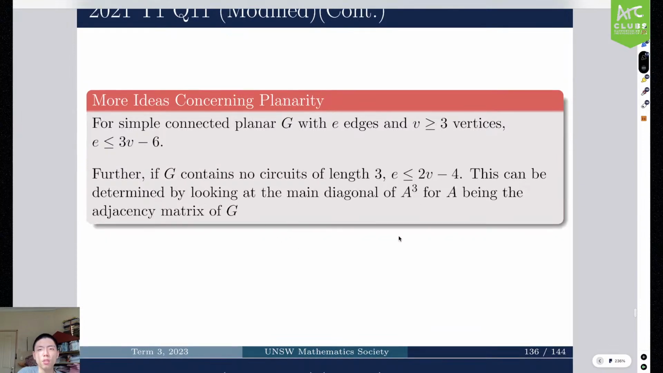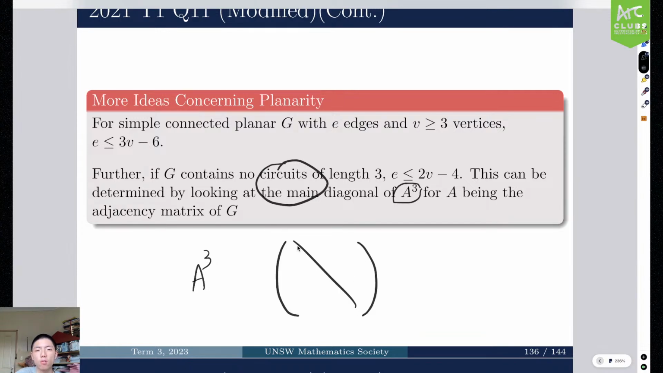And you can tell if there are no circuits of length 3 by looking at the main diagonal of A to the power of 3, for A being the adjacency matrix of G. So essentially, like we did before with the matrix M for the very first graph question. Remember how if we do A to the power of 3, that looks at all of the walks from one point to another point that have length of 3, right? If we are looking for circuits that go back to themselves, we just need to look at the diagonal, because the diagonals are all of the points that are connected to themselves.